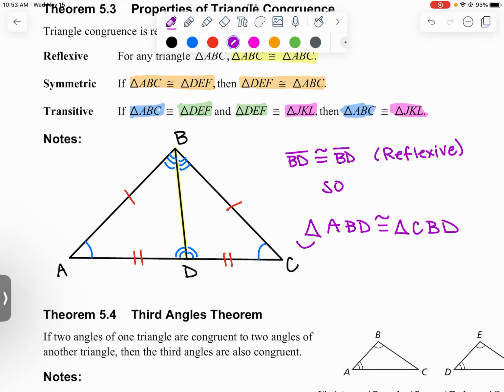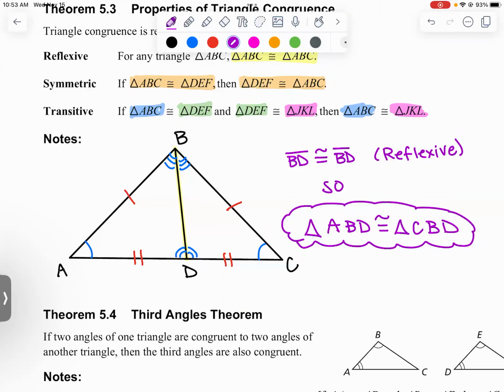Ben, are you good? I was like, that looks like a D, doesn't it? Okay.